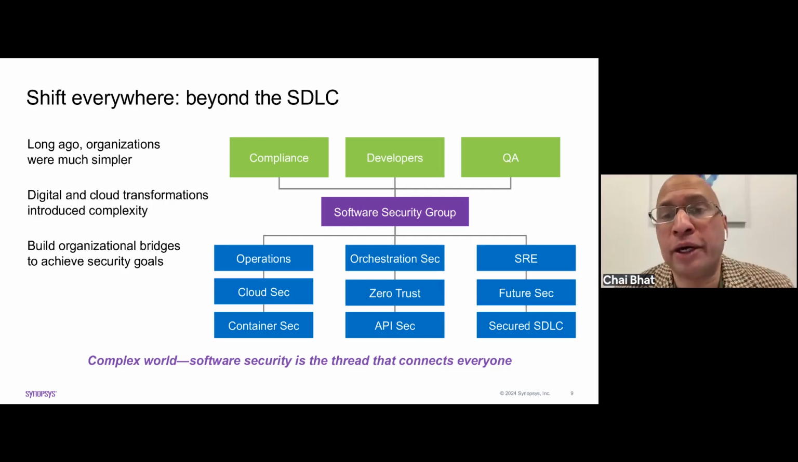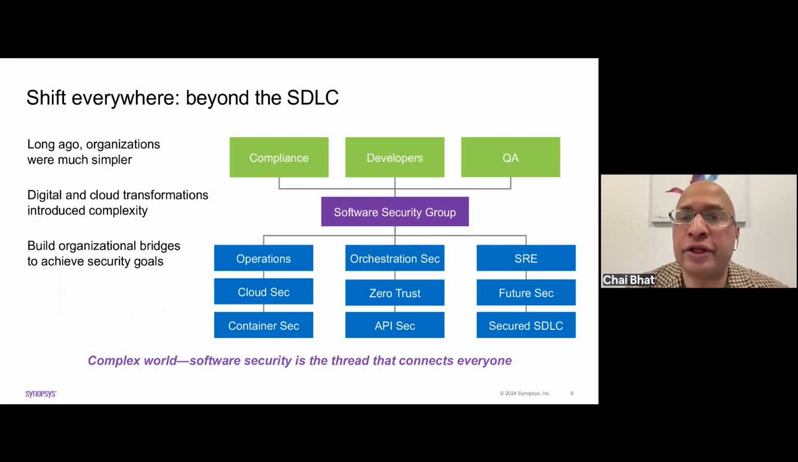So now, I mentioned beyond the SDLC, right? Because of APIs, because of containers, because of cloud, you have to almost do testing beyond the SDLC as well. So that changes what your software security group has been doing for about 20 years. In the past, software security was a lot easier, right? Typically, software security would deal with developers, with your compliance department, quality assurance to a certain level, right?